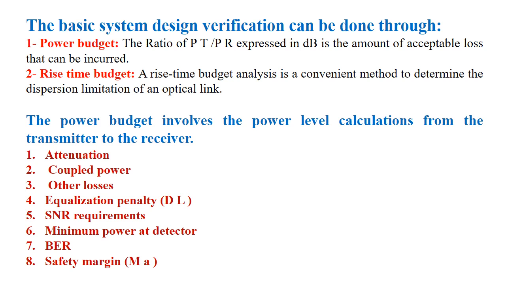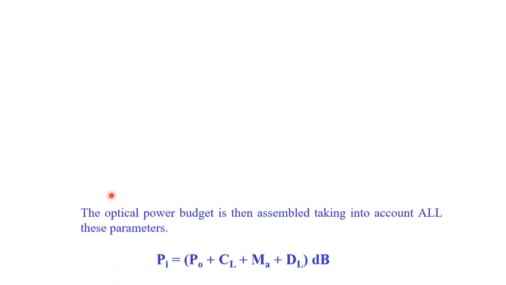It is a convenient method to determine the dispersion limitation of an optical link. Only based upon the power budget and rise time budget can we come to the conclusion whether the system design is adequate or not. Power budget involves the power level calculations from the transmitter to the receiver. What are the factors to be considered for the calculations? One is attenuation, coupled power, other losses, equalization penalty, SNR requirements, minimum power at detector, bit error rate, safety margin, and so on.